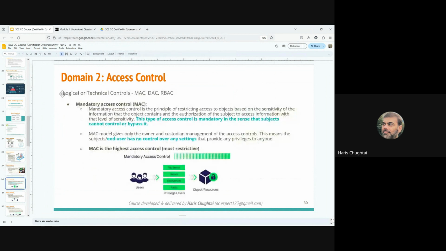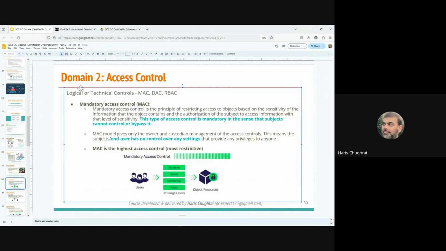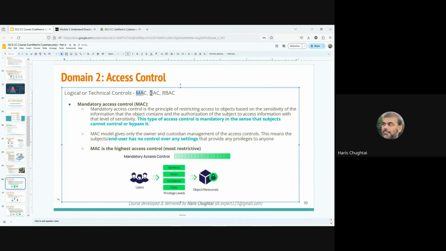Now for logical control, ISC2 in the documentation uses these three terms: MAC, DAC, and RBAC. To tell the truth, in the industry, the most common term you will hear is RBAC. In IT, telecom, and cybersecurity, RBAC is the most common. DAC and MAC are not very commonly used terms, but since they have mentioned them there, it's good to have the concept about them, right?